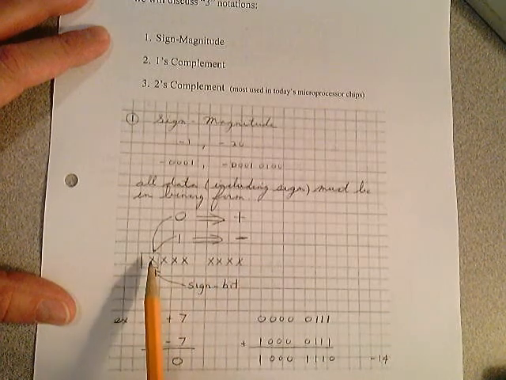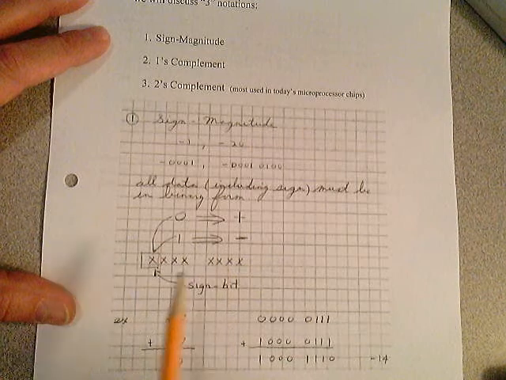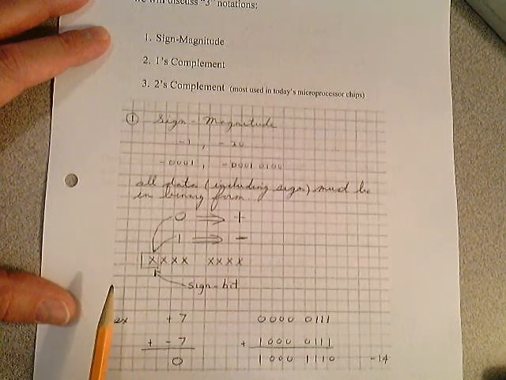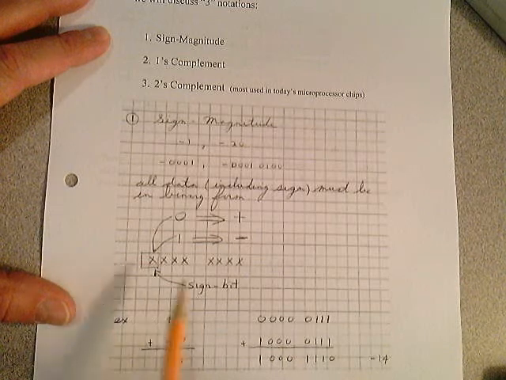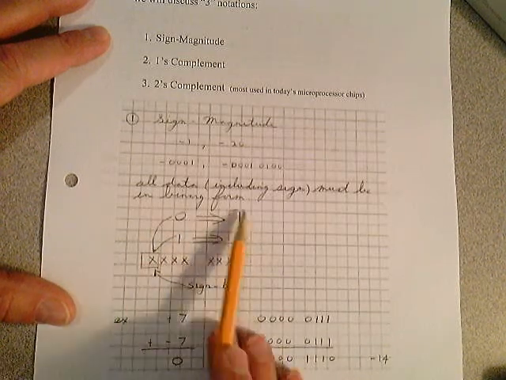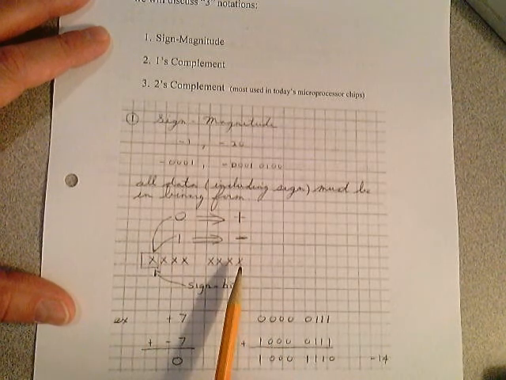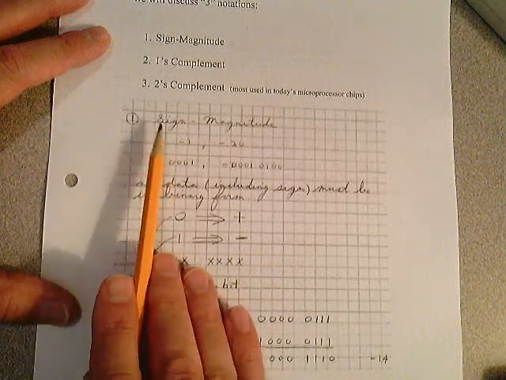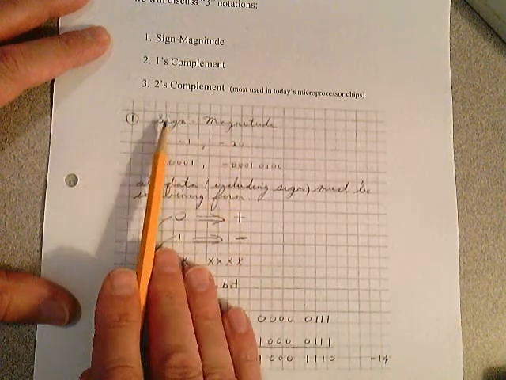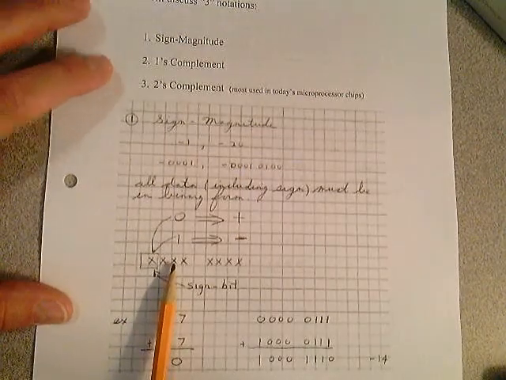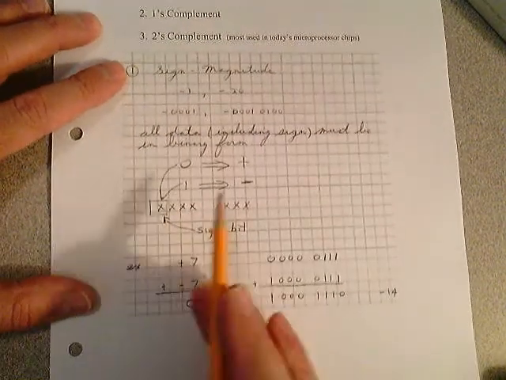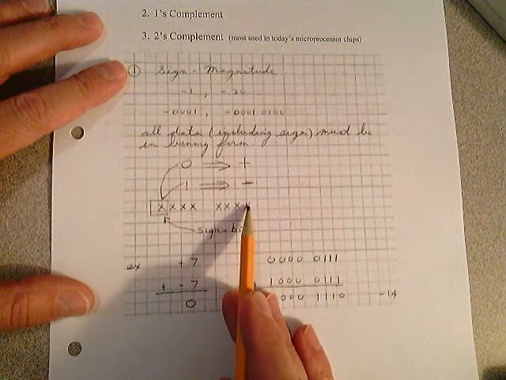And if this bit is a 1, that represents a negative number. So I'm going to introduce you to the signed binary number notations now, keeping this in mind as we go through all three notations. We're going to start out with sign magnitude. Sign magnitude is probably the easiest to understand. Basically what you do is you take a sign bit and the rest is entirely magnitude.